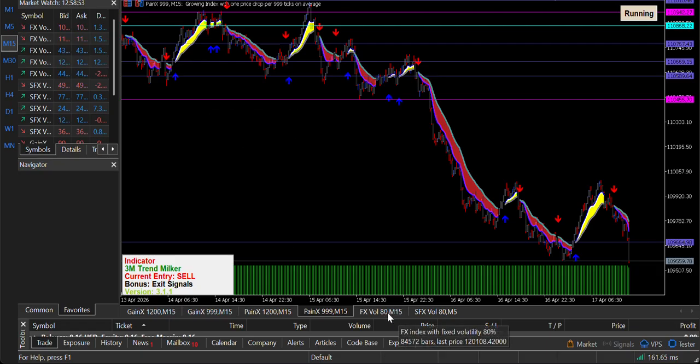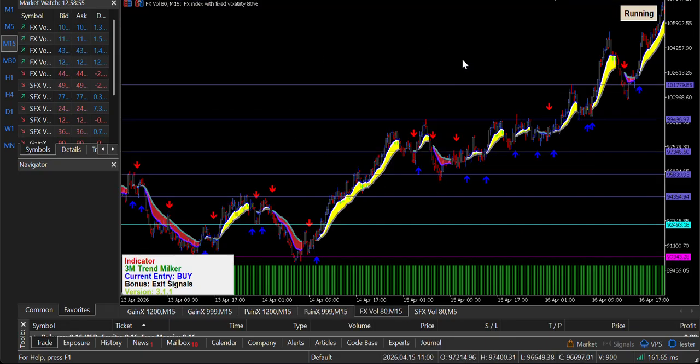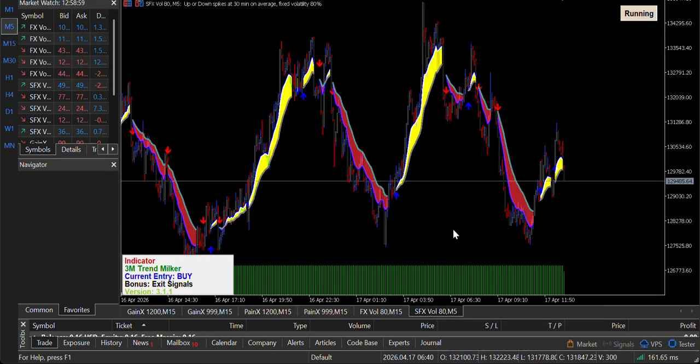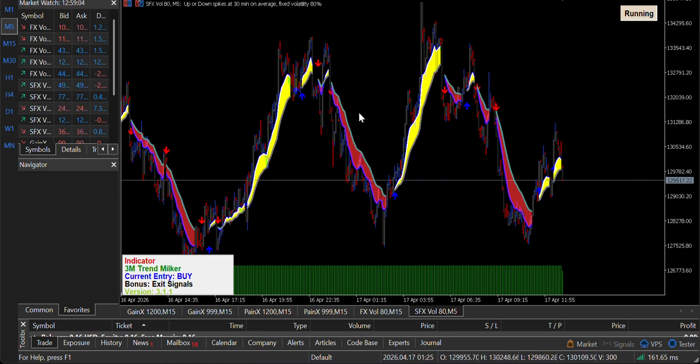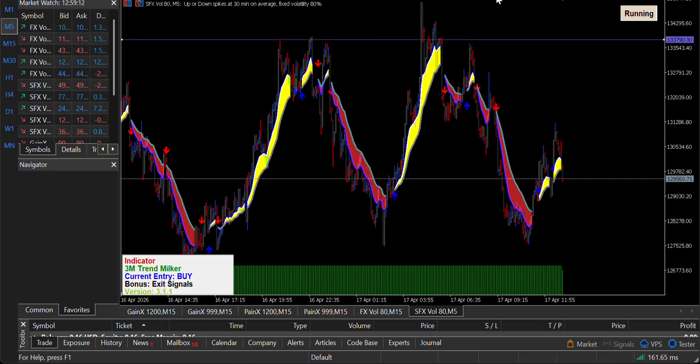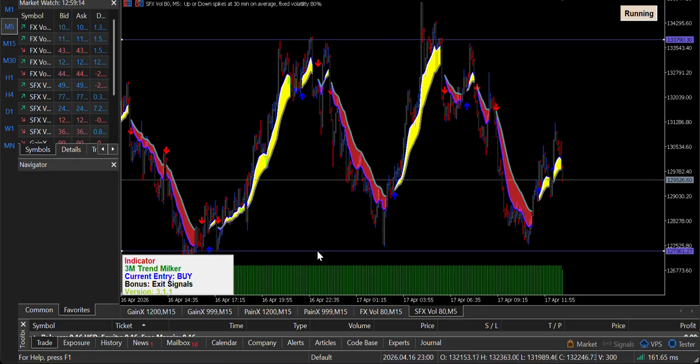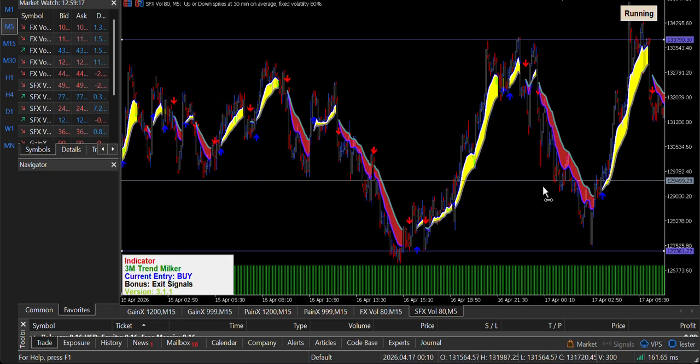Okay, so FX volume 80 is the one we analyzed earlier. So now let's check out SFX volume 80. So guys, this is SFX volume 80. These have actually been playing within this region. Okay, sometimes you see an asset playing within a particular region for a very long time. So once you notice that, it is actually an opportunity for you to milk the market within that spot.